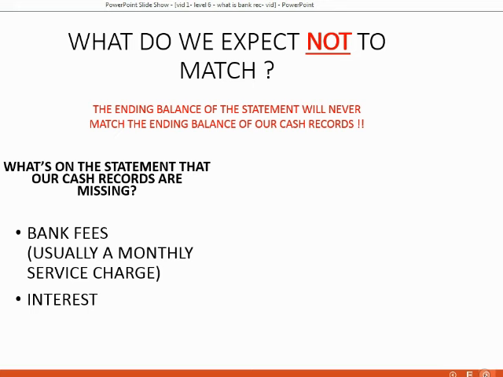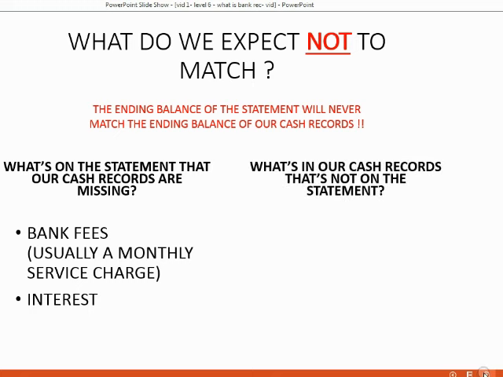Secondly, some banks will give us interest. The bank does not inform us on the day that they put extra money into our account as interest. They simply put the money, then they send us a statement, and we only find out about the interest after we get the statement, and we don't have a chance to put it in our records until after the statement. That's why interest will always be on the statement and not in our records.